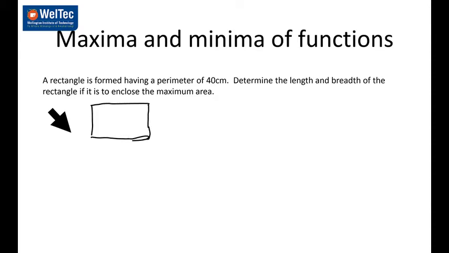And let's make it x and y, doesn't really matter. But what it does give us is that the perimeter is 2x plus 2y, and that, we're told, is equal to 40. That means we can get a statement for x and y. We can say that x plus y is equal to 20.